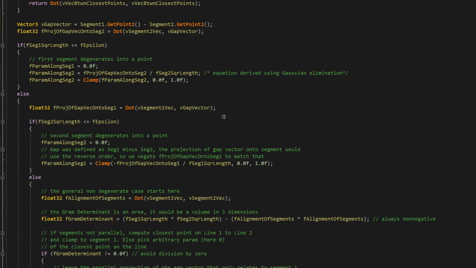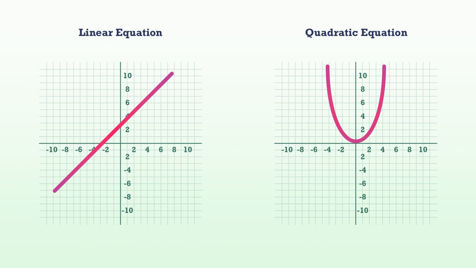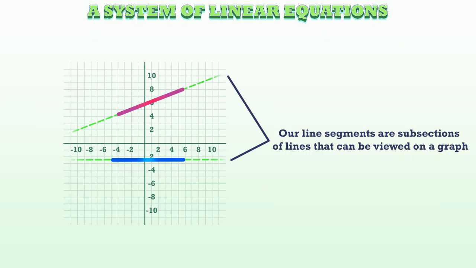This leads us directly to a powerful geometric tool, the Gram determinant. To understand it, we need to start with the basics. A linear equation is an algebraic equation where the highest power of a term is 1. A number to the power of 1 is itself, so it's not usually made explicit. On a graph, a linear equation forms a straight line, as opposed to a curved line for nonlinear equations, such as quadratics. A system of linear equations involves two or more linear equations.